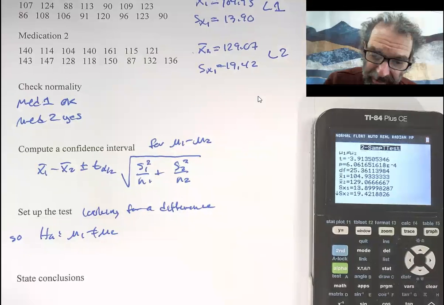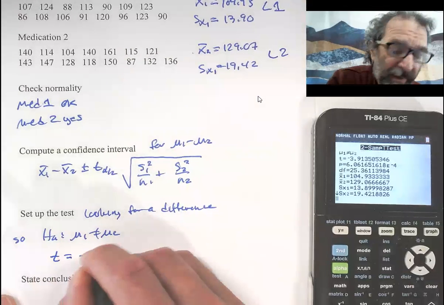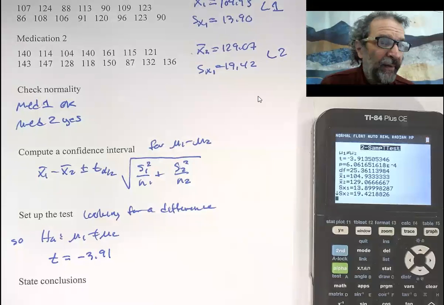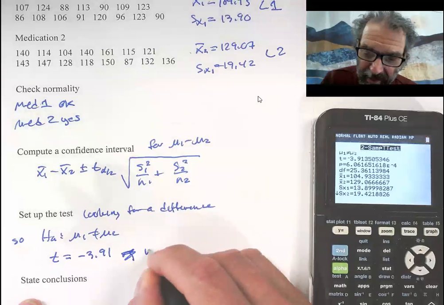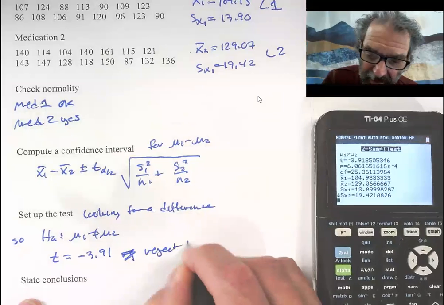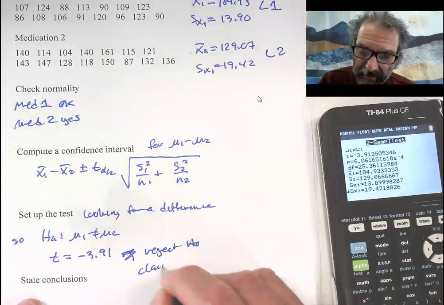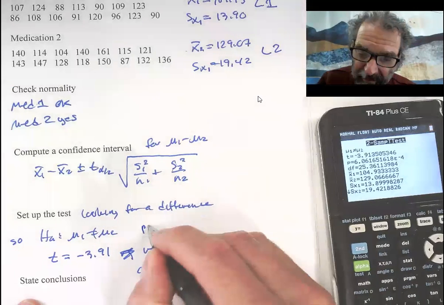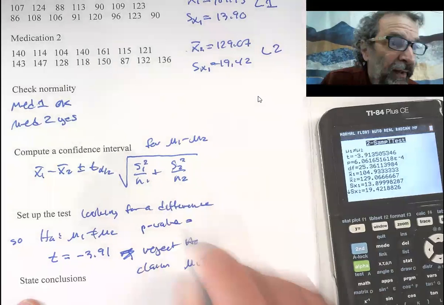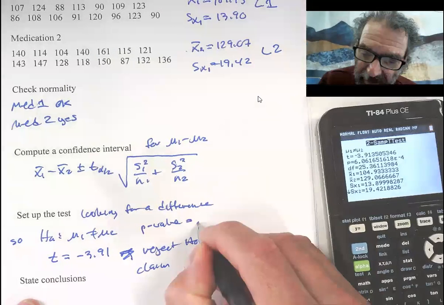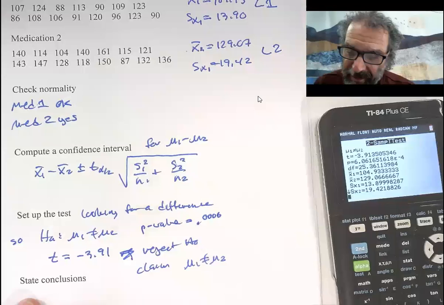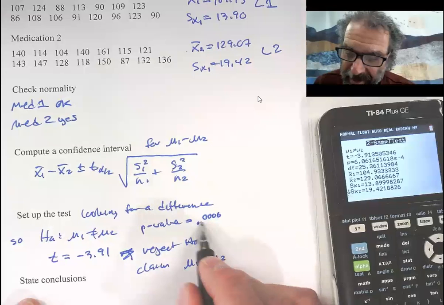So what it says is t is minus 3.91. Now we know that is a giant number as far as t is concerned, which means you're going to reject the null hypothesis. Reject H0. And the claim is mu1 is not equal to mu2, like that. The p-value is 6 times 10 to the minus 4. 6, then move it over 1, 2, 3 for the decimal point. Okay, so there's the p-value.